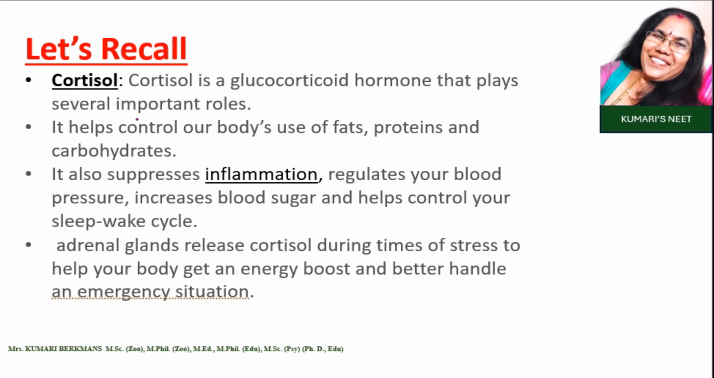Let us recall the cortisol we have seen. Cortisol is secreted by the cortex, and what it does is it is involved in glucose metabolism. So, it is called a glucocorticoid hormone. It also helps the body use fat, protein and carbohydrates, and it suppresses inflammation. What is inflammation?